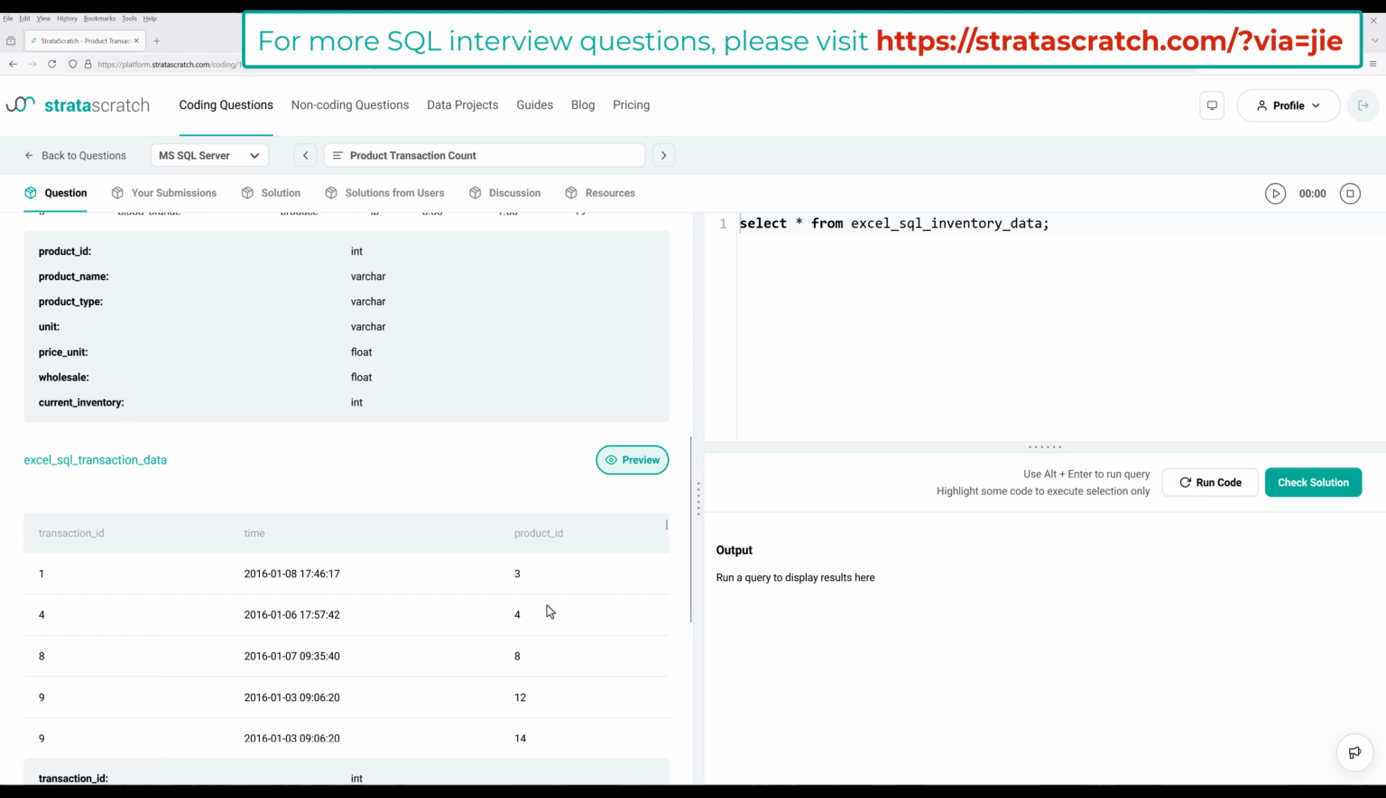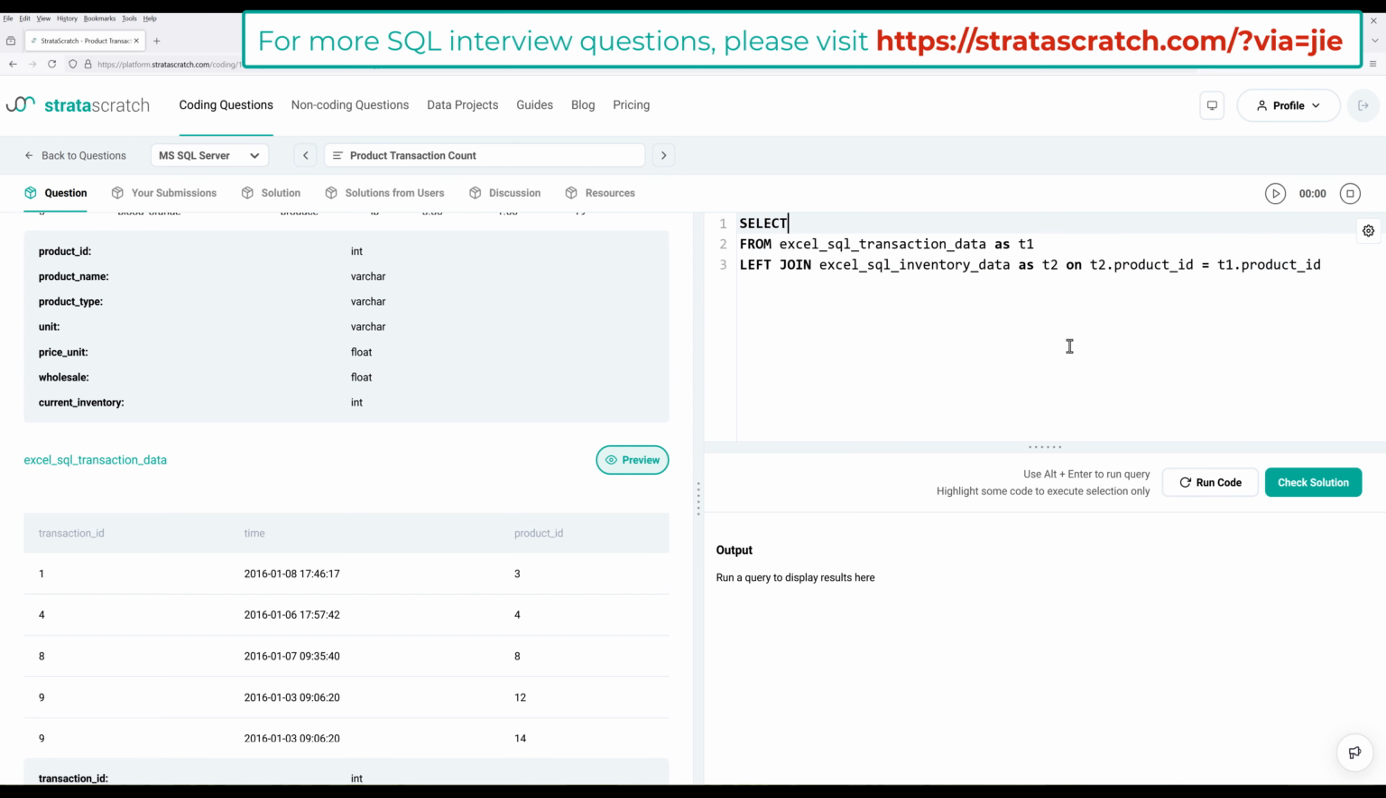To solve this problem, let's begin by joining the Excel SQL transaction data table using the alias T1 to the Excel SQL inventory data table using the alias T2 on the product ID field. This join matches each transaction with its corresponding product information, allowing us to pull the product name for each transaction.